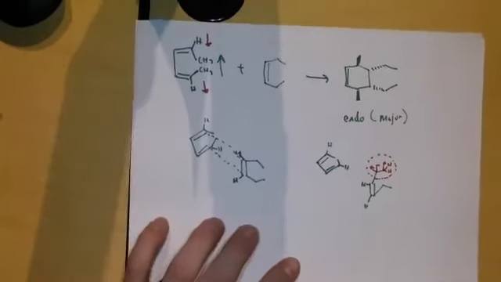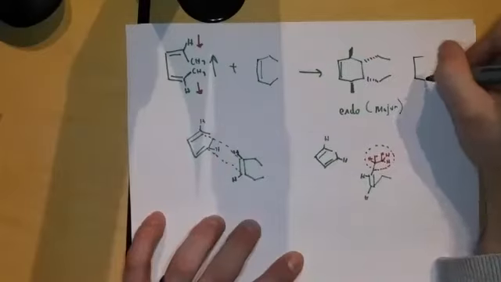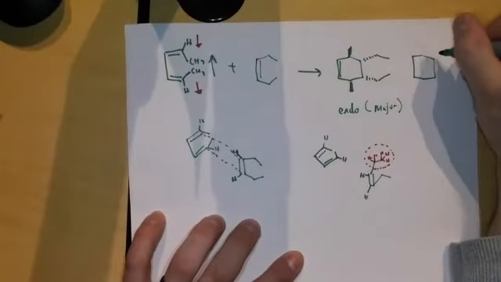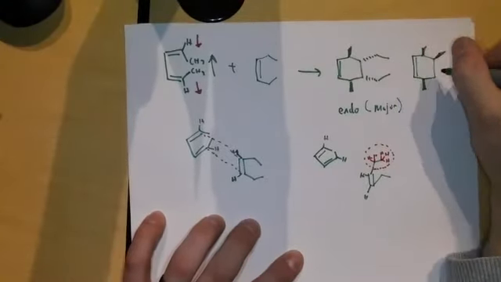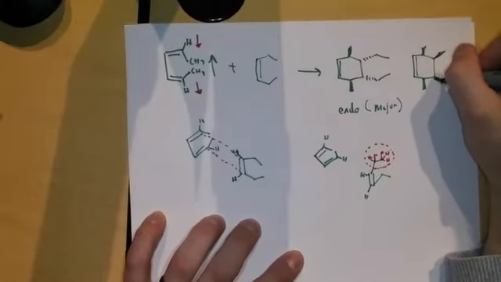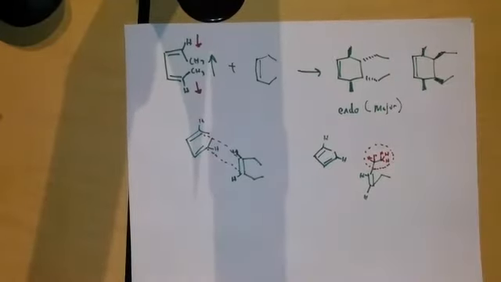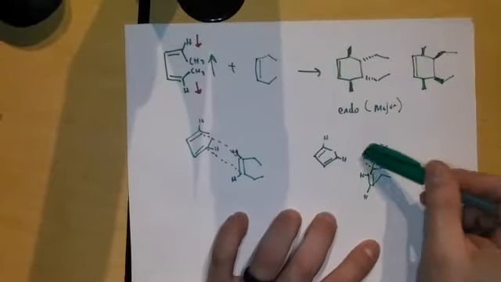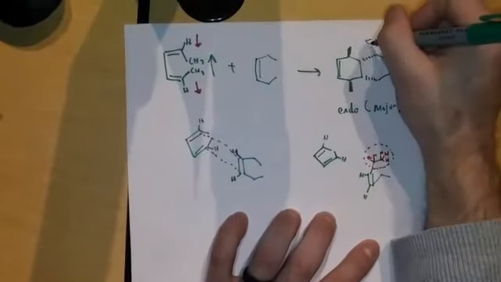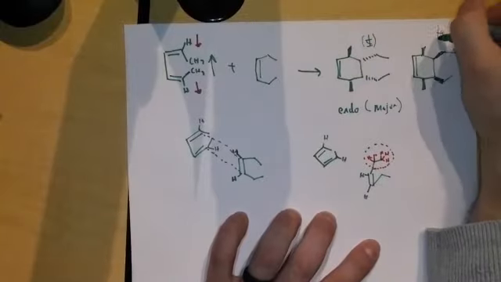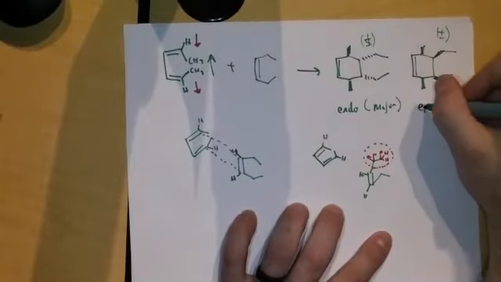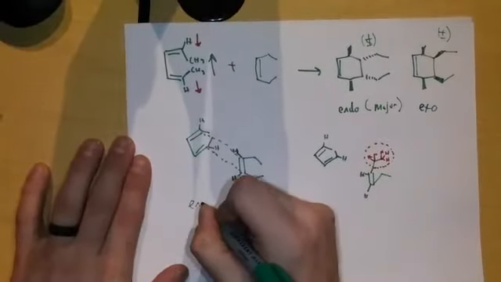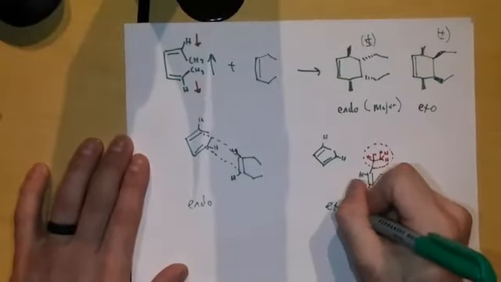And this is going to lead to our minor product. So the minor product would be where this comes in the other way, and then these would be wedges here. This is called the exo product. Endo. Exo.